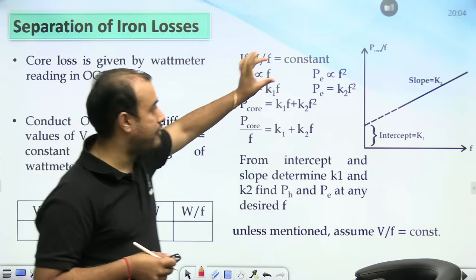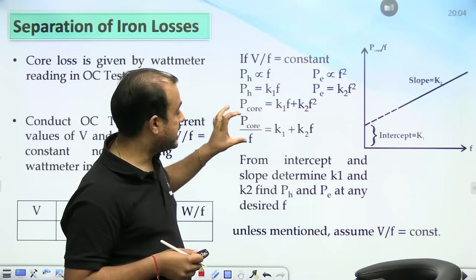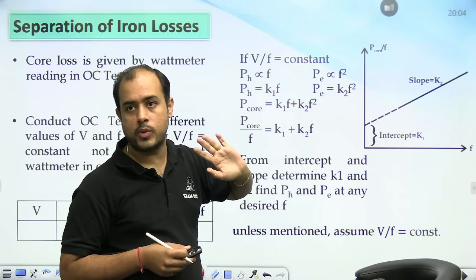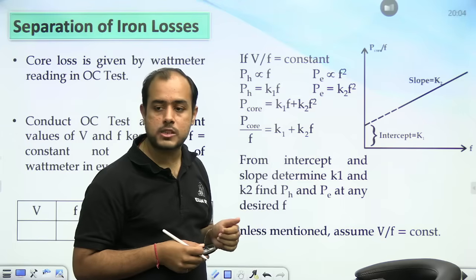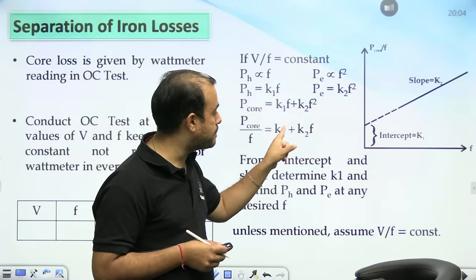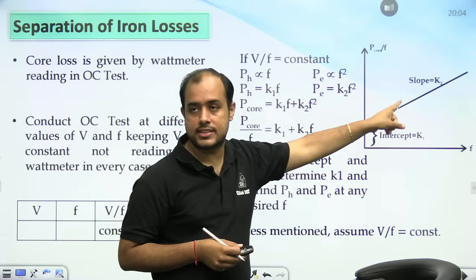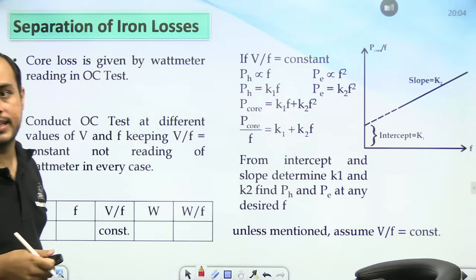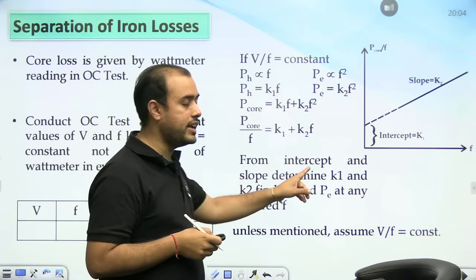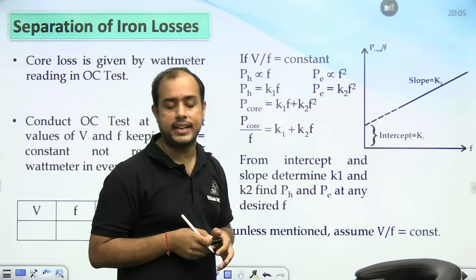Now this is the y-axis and x-axis is the frequency. ये y-axis है, x-axis frequency है. So this is a straight line. y equal to mx plus c. तो k1 is the intercept, k2 is the slope. k1 intercept है और k2 slope है, ठीक है. So you can find k1 and k2 and then you can find hysteresis and eddy current loss.